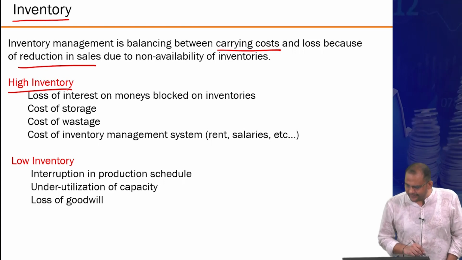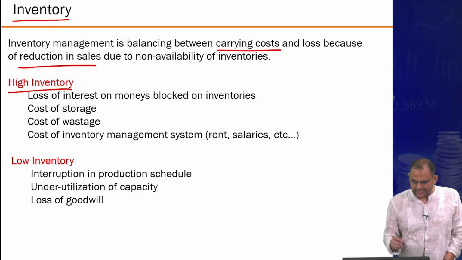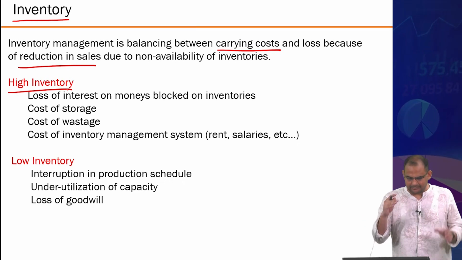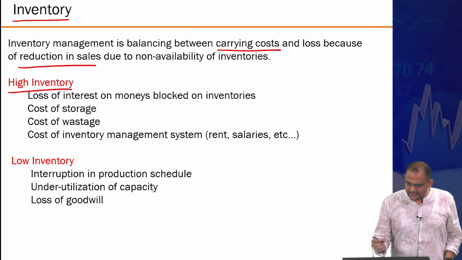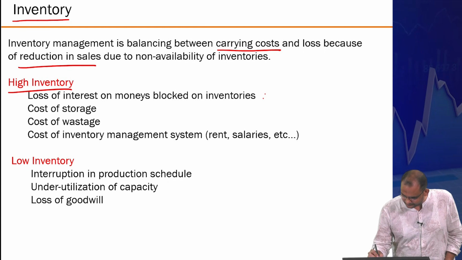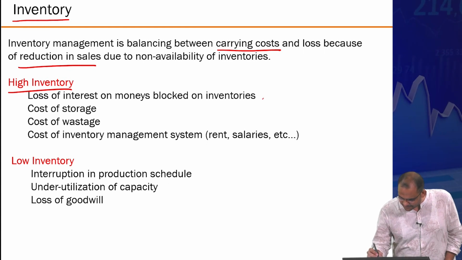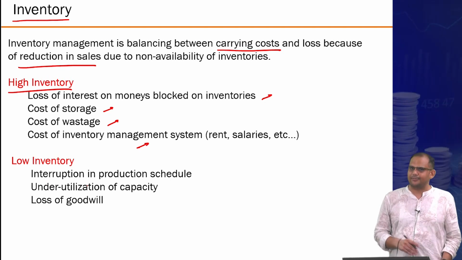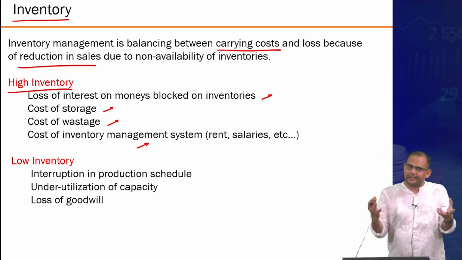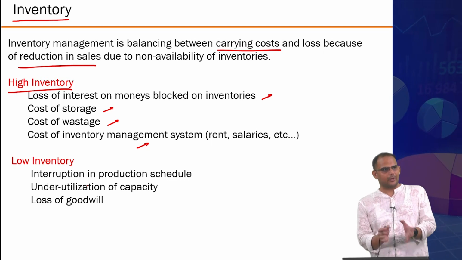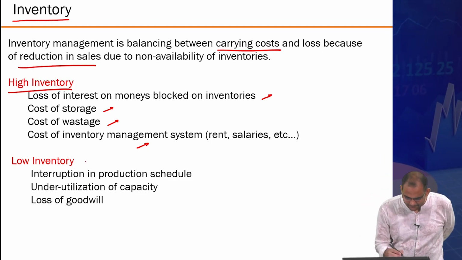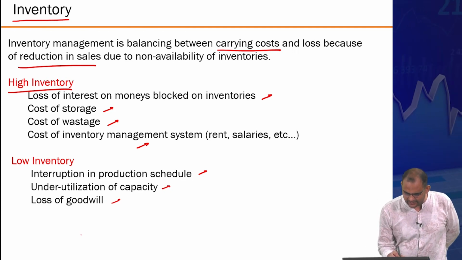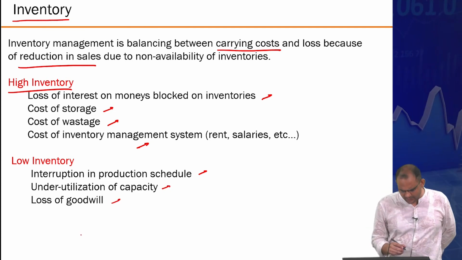So high inventory is not good, and low inventory can also have more issues. So somewhere optimal has to be there. High inventory has money blocked in inventories, cost of storage, cost of wastage, cost of inventory management, all this. If you are having a high inventory, then you need to devote more resources to manage this also. But with low inventory, you could have an interruption, underutilization of capacity, also in some cases loss of goodwill.